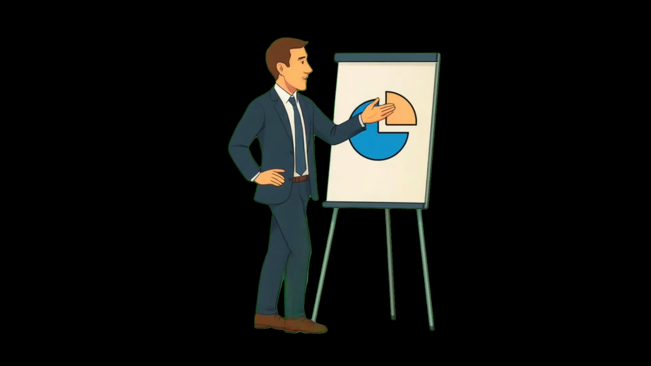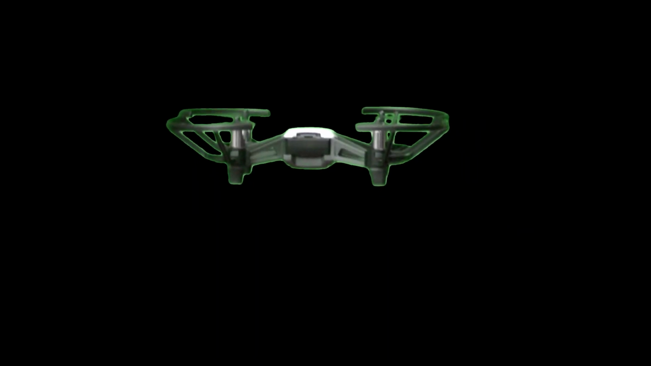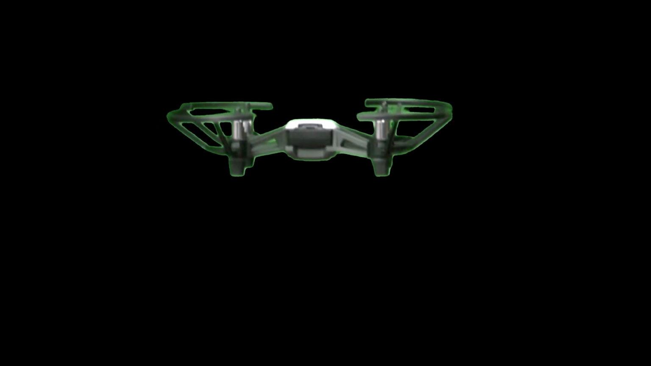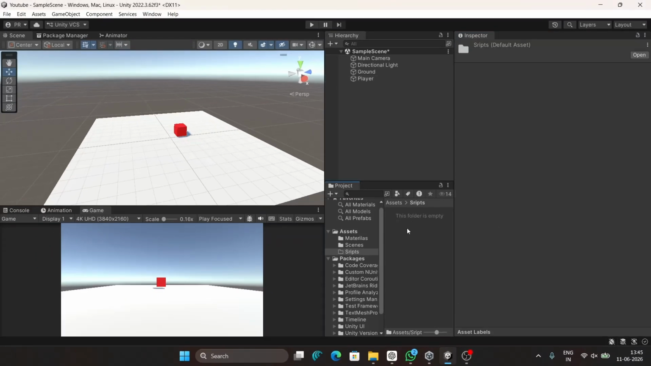MovePosition is useful when you are working with a Rigidbody and you want movement that works properly with Unity's physics system, while still giving you precise control over the player's movement. So let's see how we can implement it. First, let's create a new C# script. I will name it PlayerMovement and attach it to my player object.